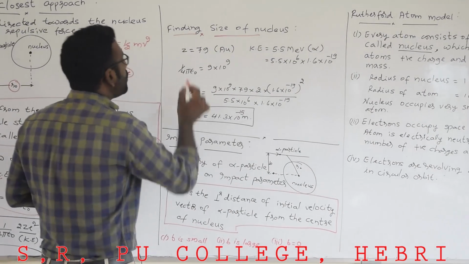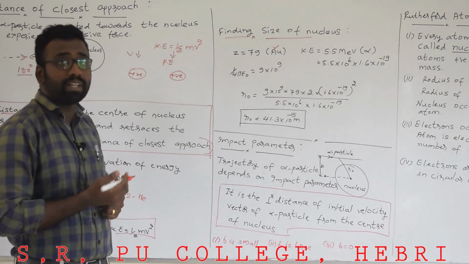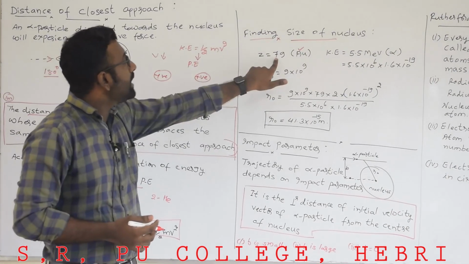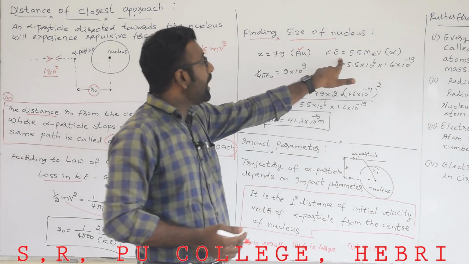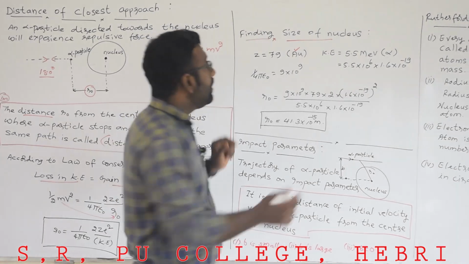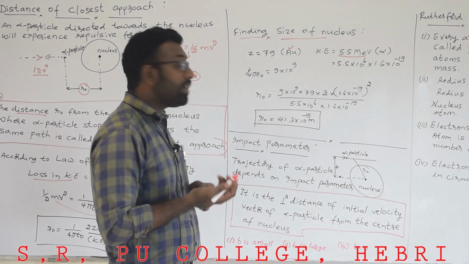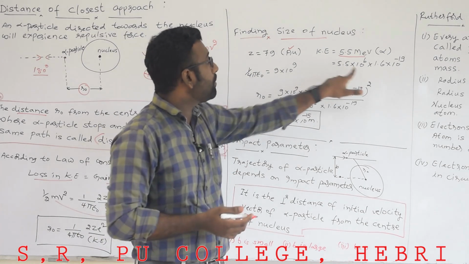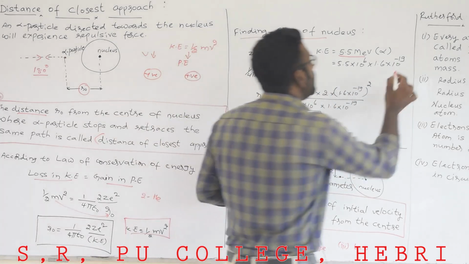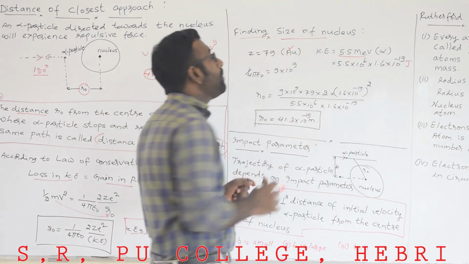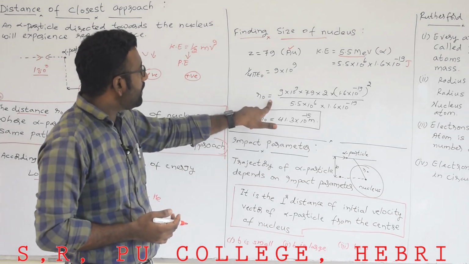So let me take the gold atom, which you used in your alpha particle scattering experiment. Gold has atomic number 79. The kinetic energy of the alpha particle used there was 5.5 mega electron volt. It is nothing but 5.5 into 10 to the power 6 into electron volt, getting converted into joules, so multiply by 1.6 into 10 to the power minus 19. Now we will substitute the values over here.